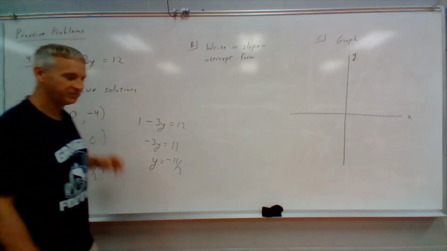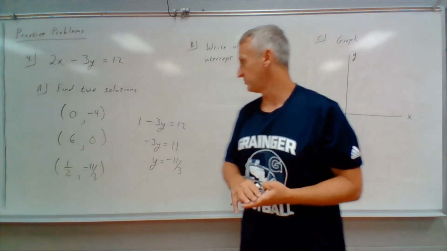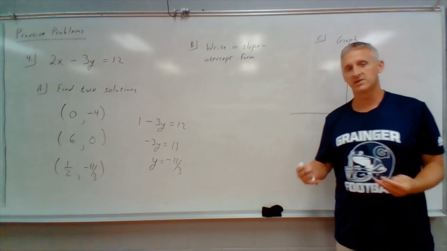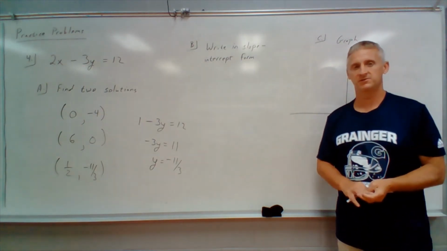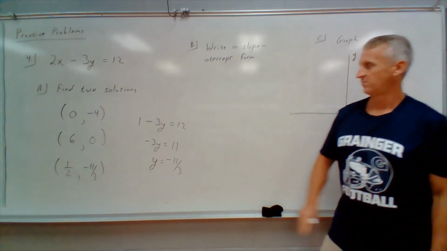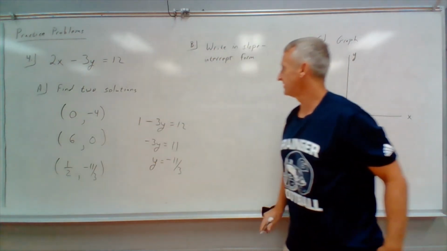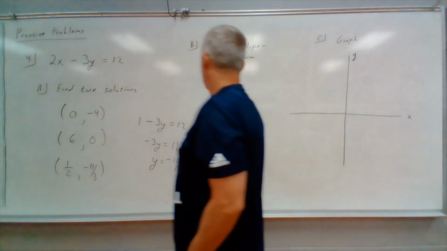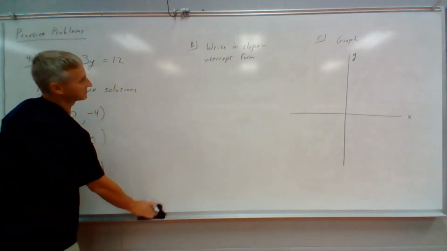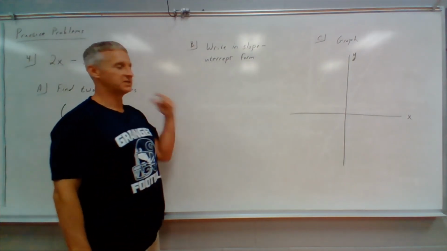So we're able to find an infinite number of solutions. All we have to do is plug in any number we want for x or any number we want for y, and figure out what the other one has to be. But here are the two very easy ones to find. All right. Next question, write this equation in slope-intercept form.